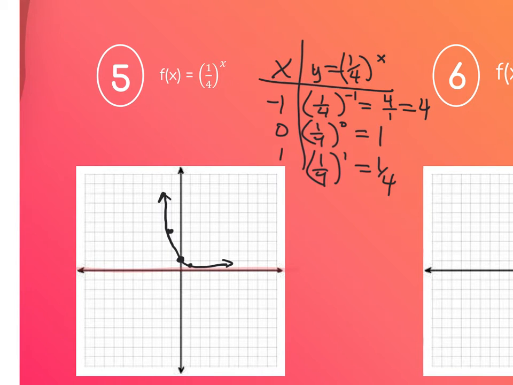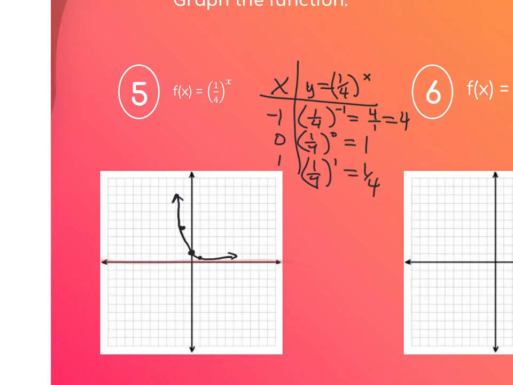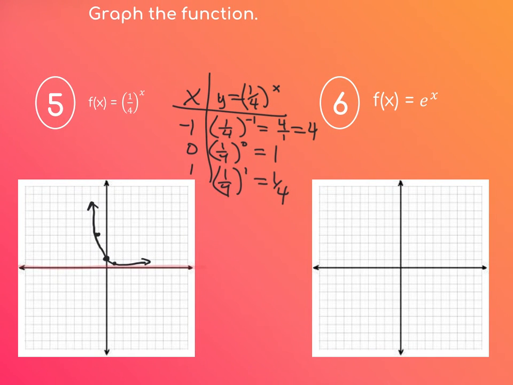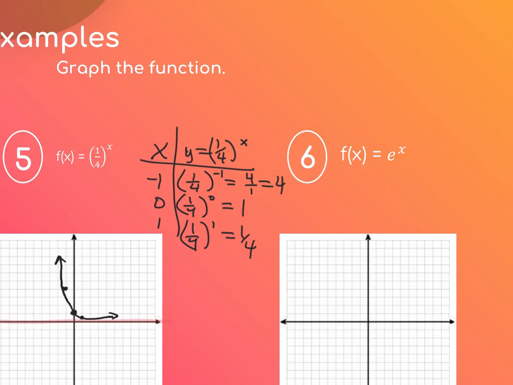The next example has the letter E. The letter E is not a variable, it's a number. Just like in geometry, you guys learned about the pi symbol, and remember pi was approximately 3.14. Just like pi, E is a number, and it's approximately 2.71.